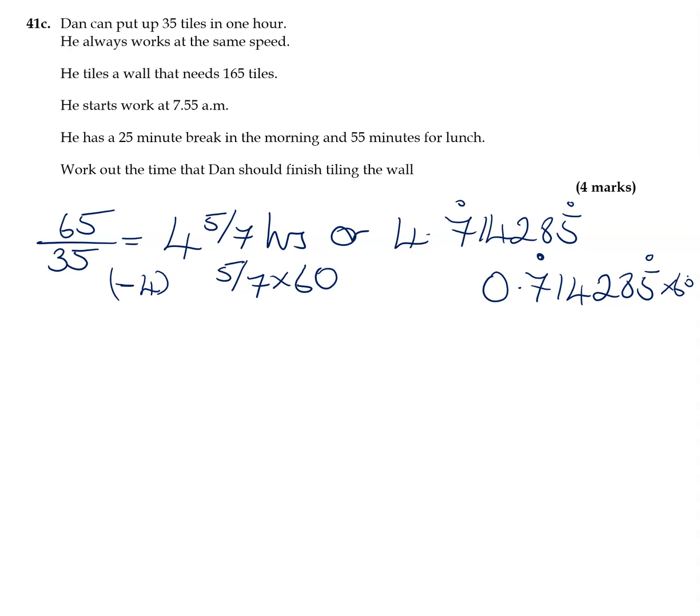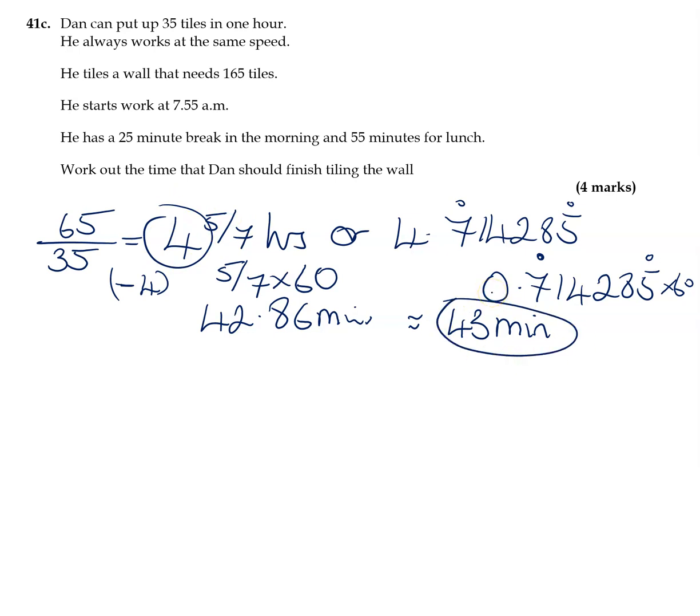42.85. Now we really only need the nearest minute, so it's 42.86 in fact minutes. So if we say it's approximately 43 minutes, I think the nearest minute will be plenty accurate enough for a tiling job. So 43 minutes. So altogether we've got 4 hours and 43 minutes for the tiling.